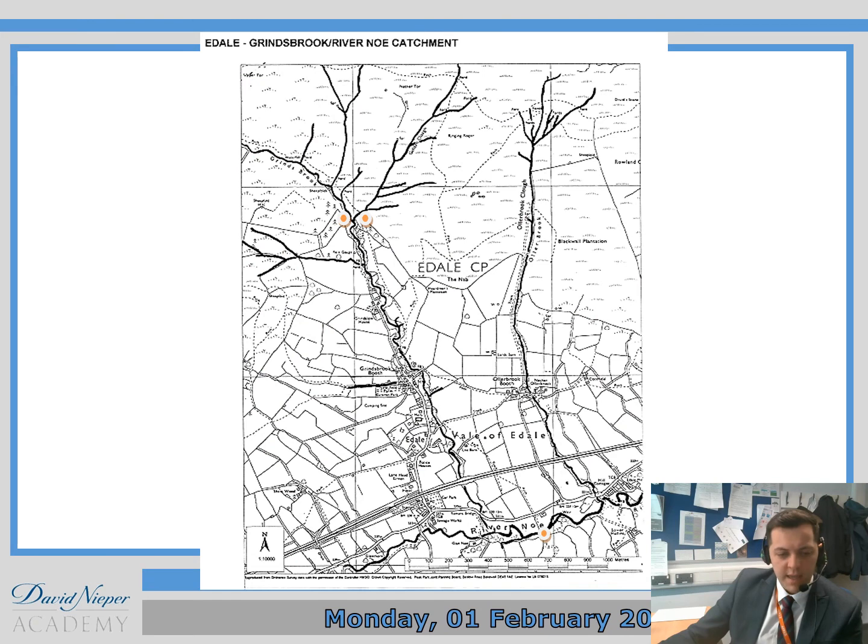So this is a black and white Ordnance Survey map of Edale. Basically, you've got the centre of the village of Edale here, up in the Peak District. And then this is the River Noe, which is our river. It eventually becomes the River Derwent, which goes through Chatsworth and then towards Derby. So this is what we might call one of the main tributaries of the River Derwent.